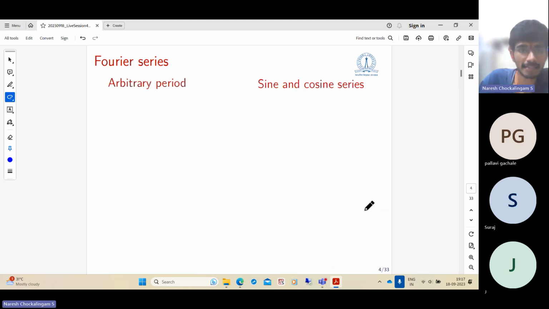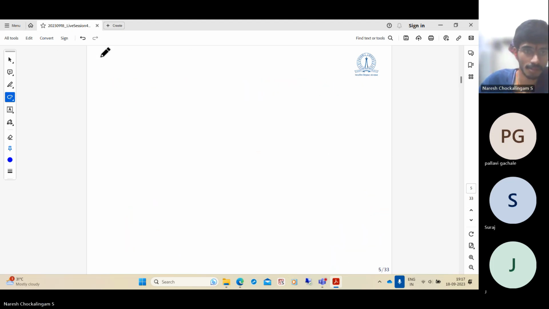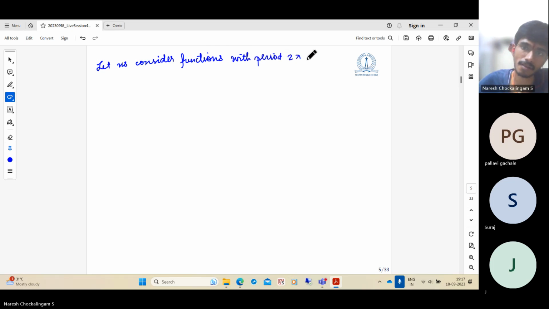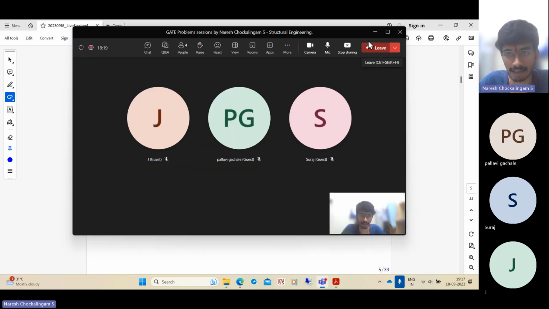Now, let us consider functions with period 2 pi. So suppose f of x is a function with period 2 pi. Remember, 2 pi doesn't have to be its fundamental period, it is just a period. So if you shift the function by 2 pi, nothing changes. We get the same function back. So that is what it means in this case.